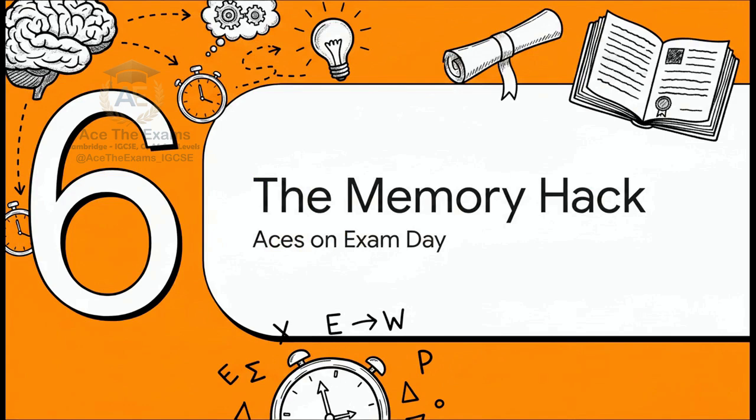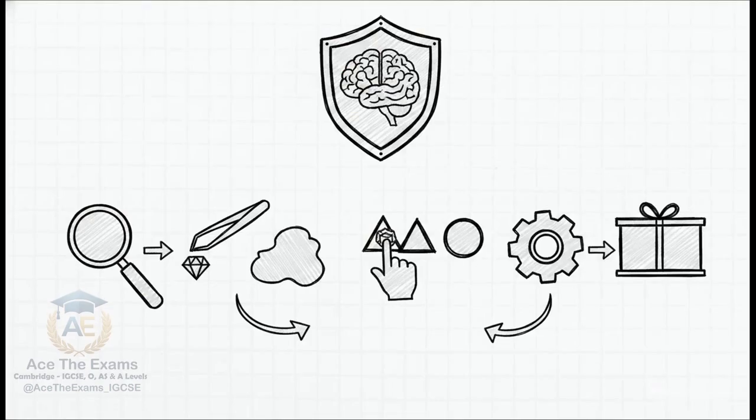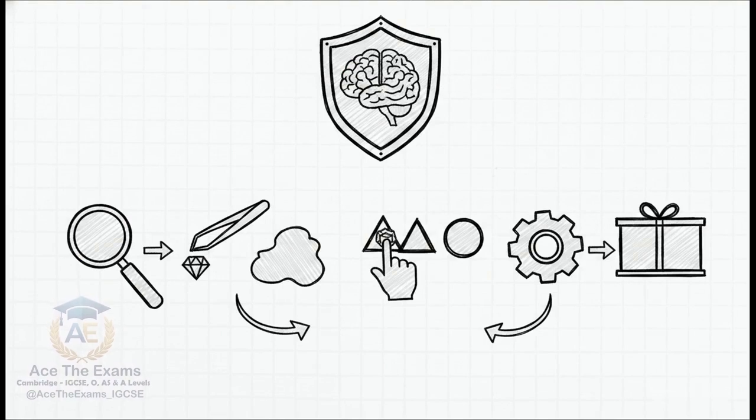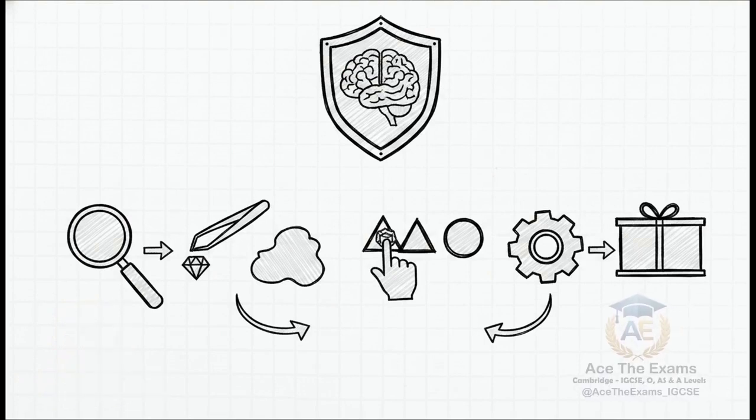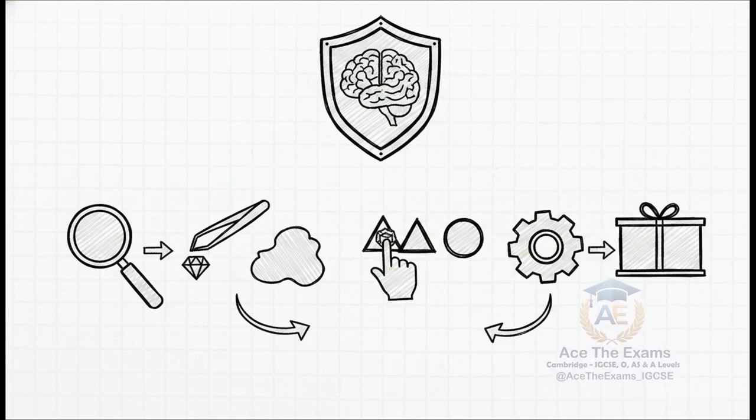Let's initialize our final section and see how all this builds into a deployable tool. Section 6, the memory hack. How do you pull all this up from memory when the exam clock is ticking down? I want you to install this cheat sheet architecture into your brain right now. The acronym is DESEP, DESEP. Deconstruct, extract, select, execute, present.